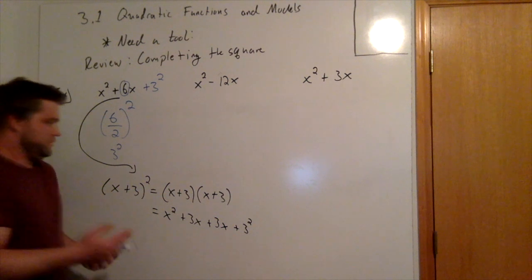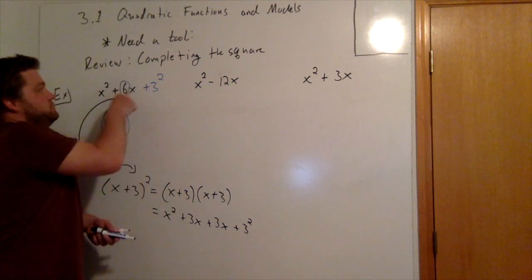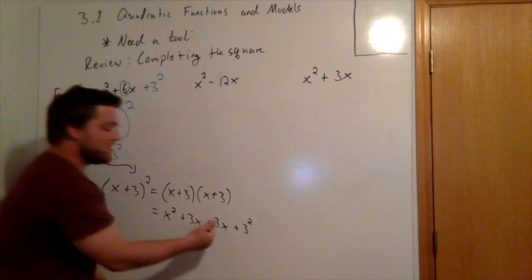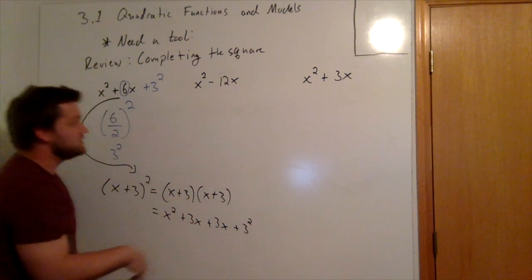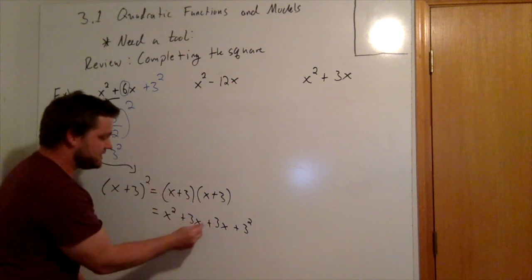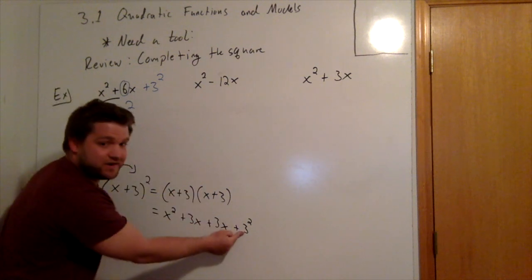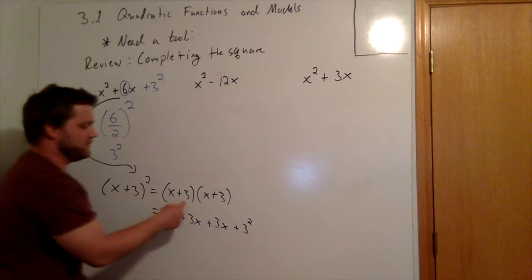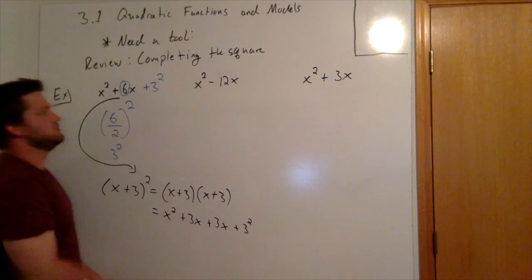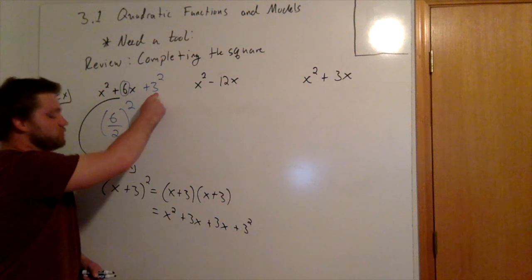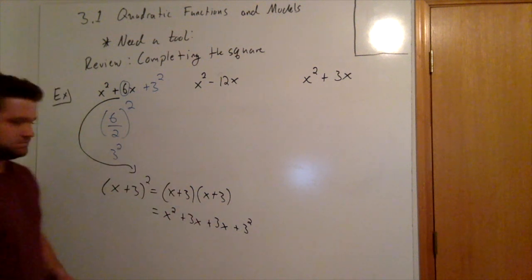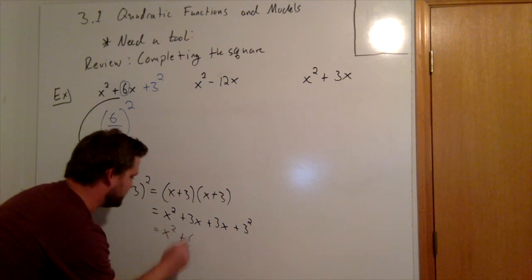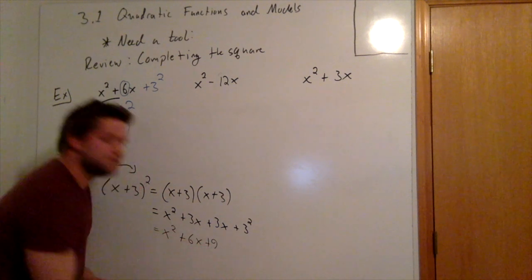So notice, the reason I had to cut this piece in half and square it is that when I FOIL this out, I get a 3x and another 3x, I get 2 of them. So the piece I needed to add, I needed to cut that piece in half and square it to get this piece right here. Notice that the L in FOIL will be the 3 times 3. That's why I get the 3 squared, and that's why I like to leave it as a 3 squared. It reminds me how it factors. So if I add these together, this is x squared plus 6x plus 9.